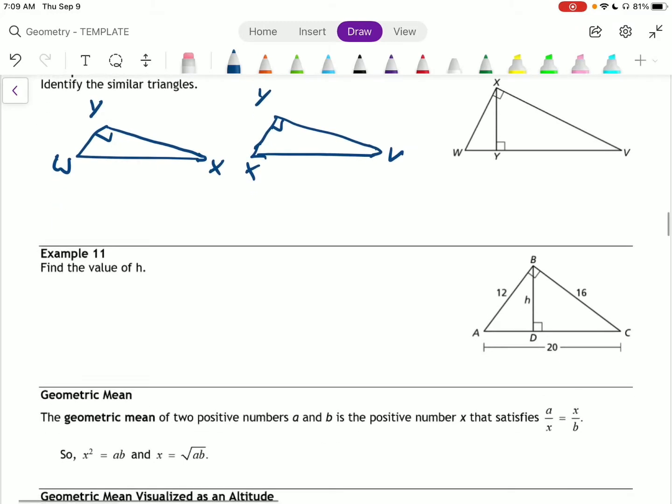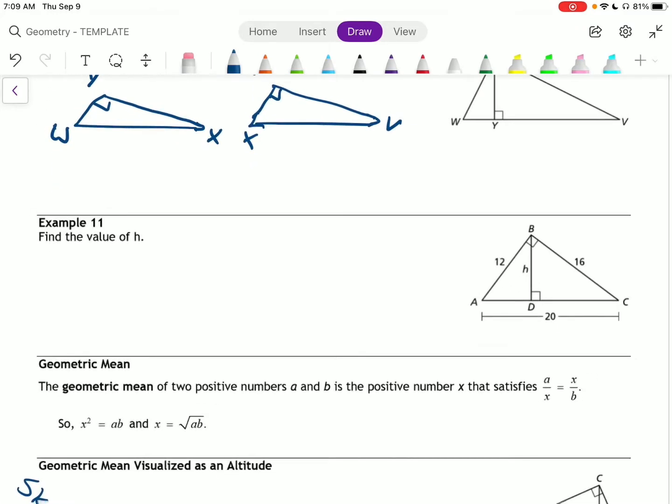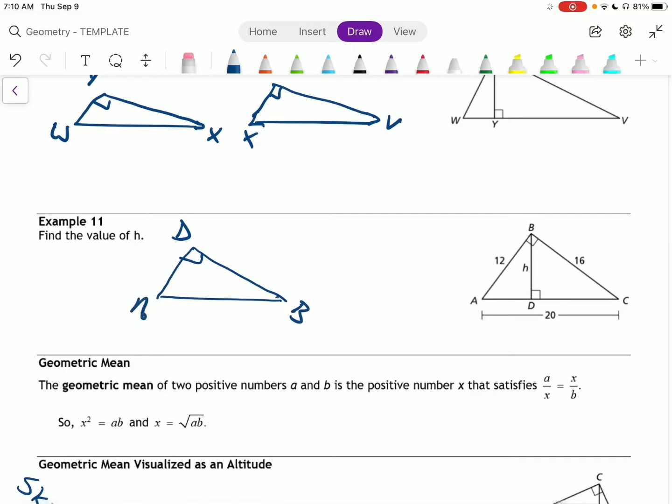Example 11, we want to find the value of H. H is the altitude, right? Right here. So we're talking about similar triangles. This is going to be just an easy similar triangles problem. I'm going to need to separate this into some different triangles. I'm going to take this left triangle and draw it here. Here's my right angle. D is at my right angle. And then we'll have B and A.